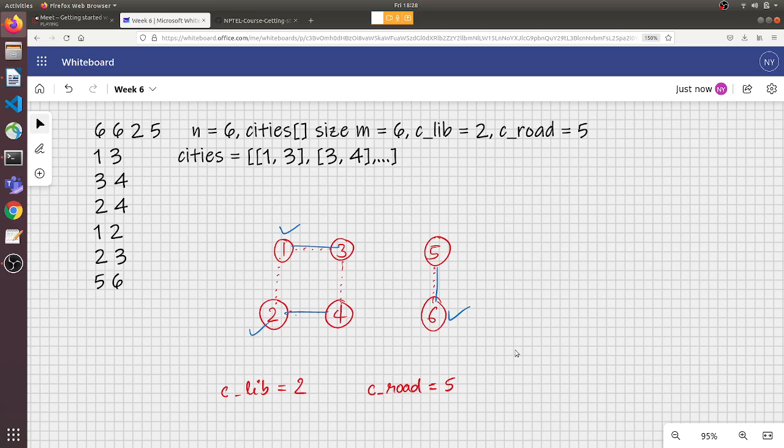Yeah, if we want to connect. Otherwise, we can make a library in every city. That will be 18, no, it will be 12. Yes, so that is the optimal answer, because we are told that we only have to provide access to a library to every city.